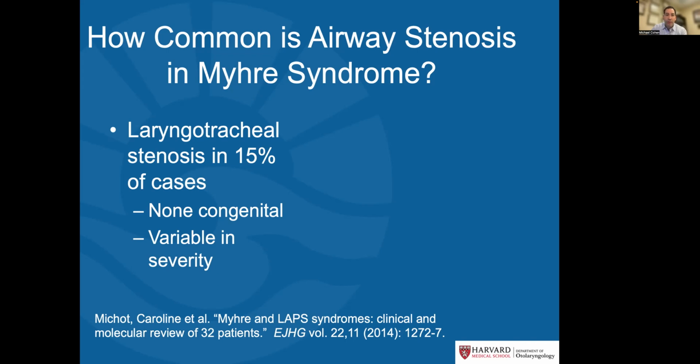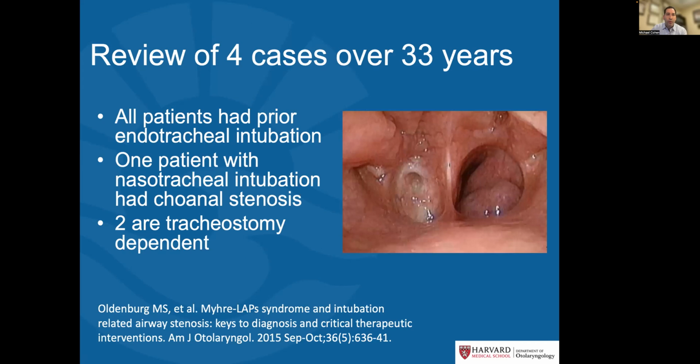In one review, which looked at 4 cases over 33 years, it was noted that all patients with laryngotracheal stenosis had prior endotracheal intubation. One patient who had nasotracheal intubation, meaning the breathing tube is inserted through the nose down into the airway, developed choanal stenosis, an example of which can be seen here. This is one side of the nasal cavity, which is wide open, and the other side, which is narrowed by scar. And in 2 patients in this case series, there was the need for tracheostomy.